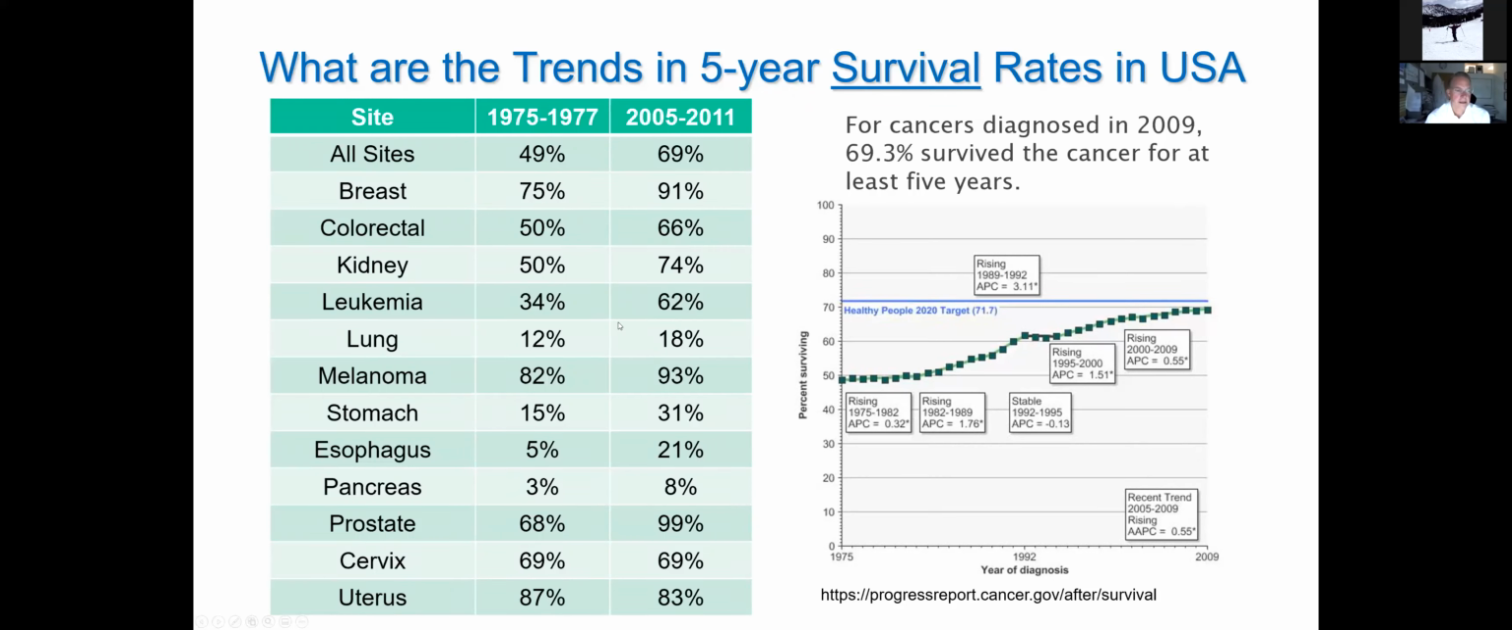So, for instance, lung cancer has only gone from 12 to 18. Not a ton of progress in that cancer type. Uterine's basically stable. Cervical's pretty stable. Prostate cancer has much higher 5-year survival rates now than it used to. Pancreas is still pretty dismal, 3 to 8%. So some cancers we've made a lot of progress. Much of that is made by just diagnosing it earlier and treating it earlier, and better screening tests.